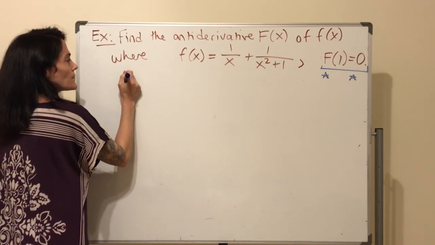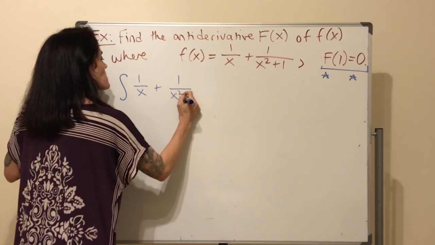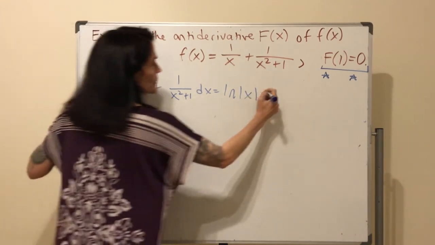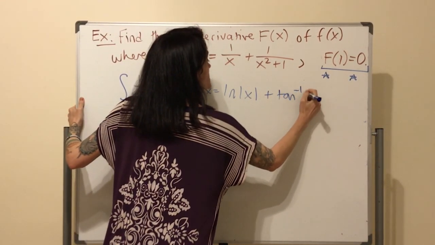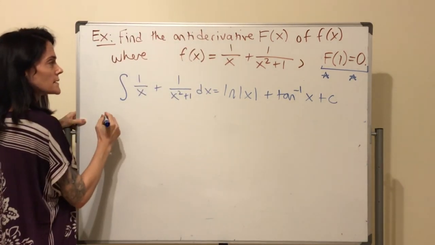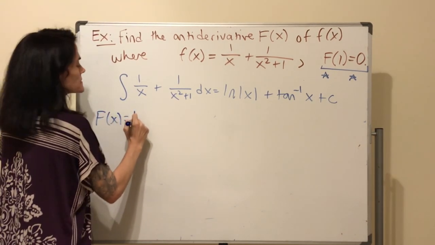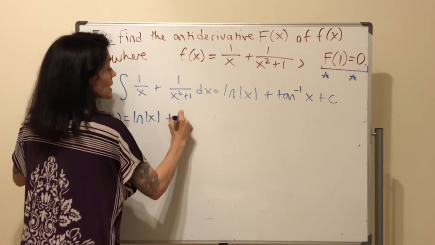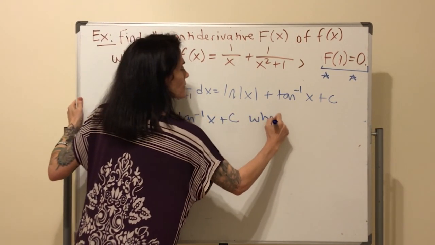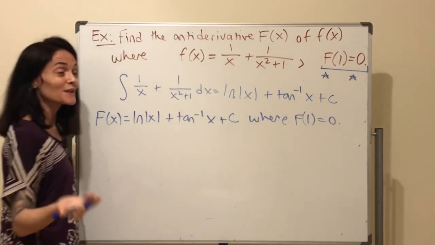Okay, first of all, we start by just integrating. We get ln absolute value of x plus tan inverse x plus c. So maybe I'll write capital F of x is this, ln absolute value of x plus tan inverse x plus c, where capital F of 1 is 0. This is what we're looking for.